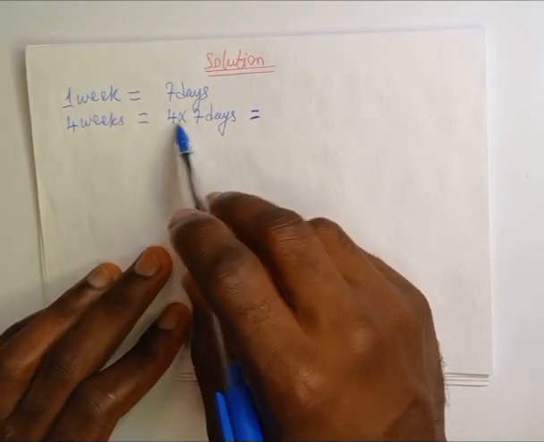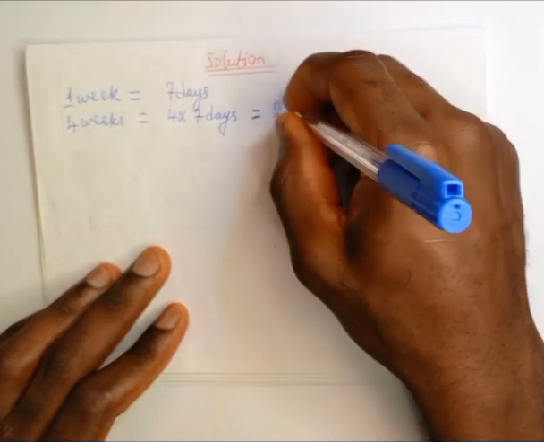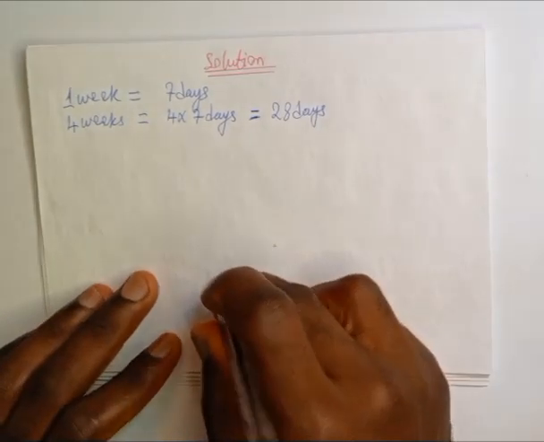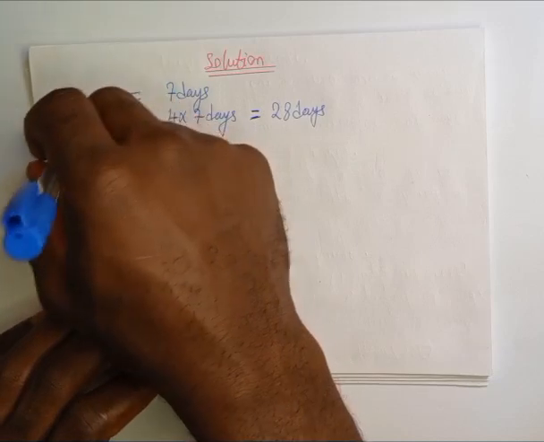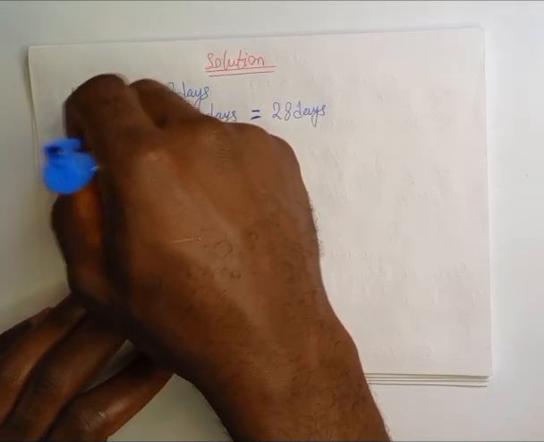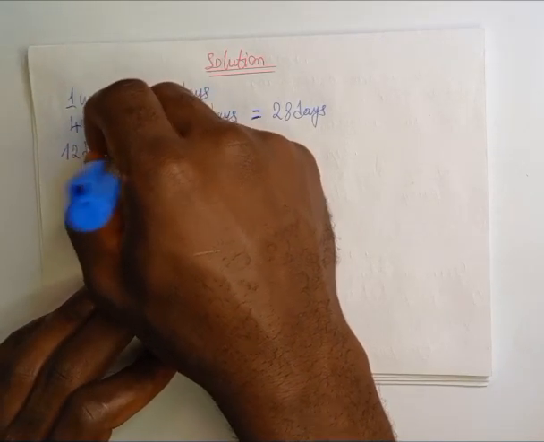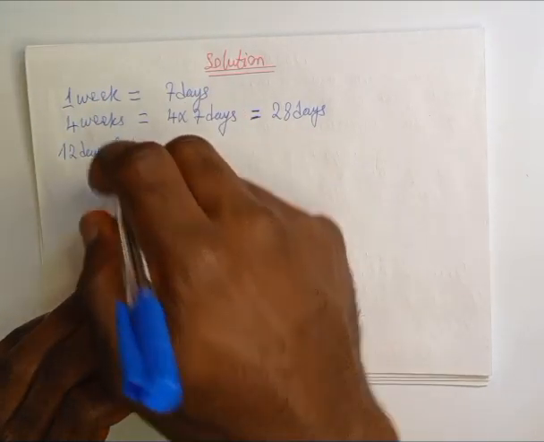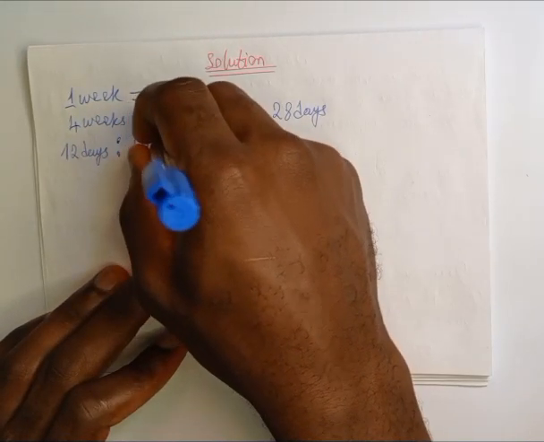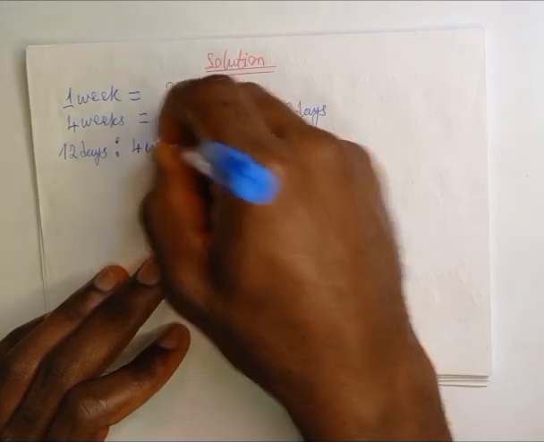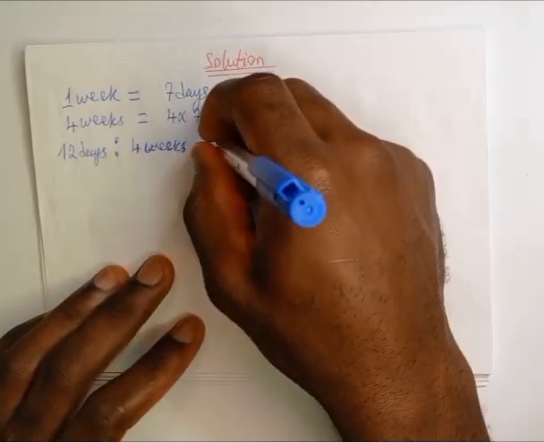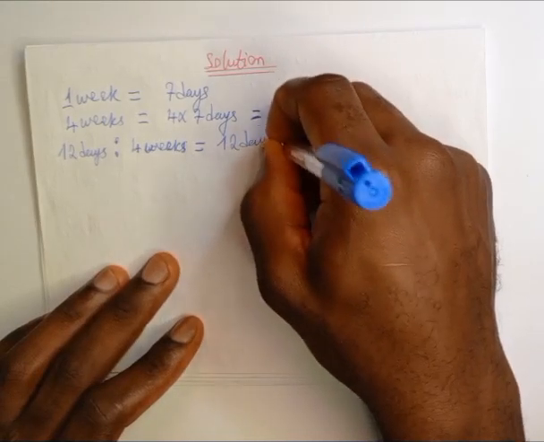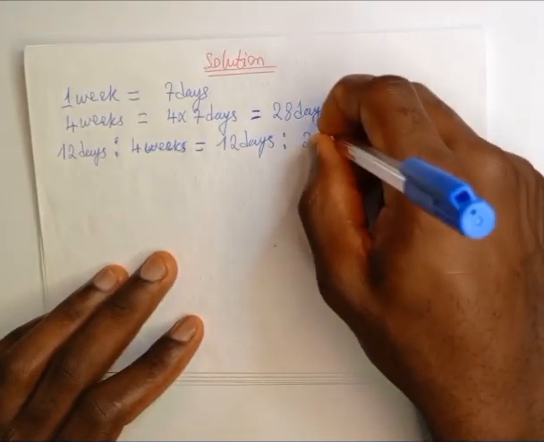This will simply be equal to 4 times 7, which is 28. Gives us 28 days. Now, if we take 12 days to 4 weeks, we're going to make use of the 2 dots, which stands for "to". 12 days to 4 weeks will simply be equal to 12 days to 28 days.